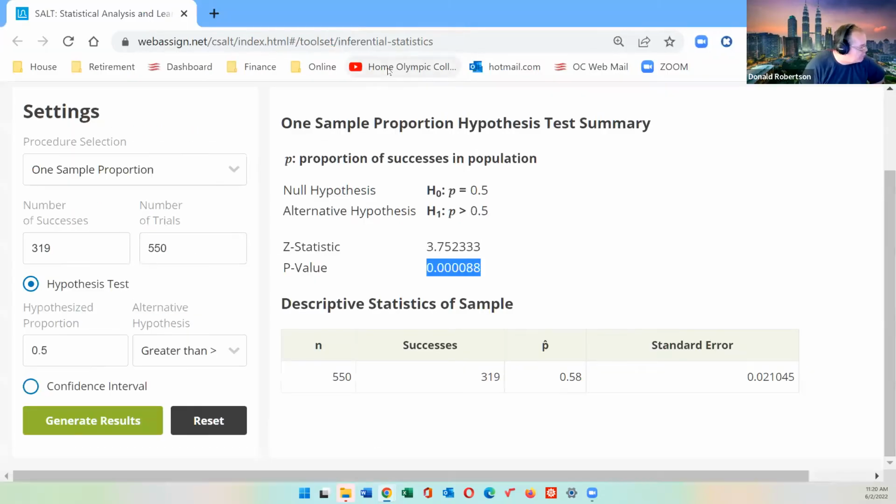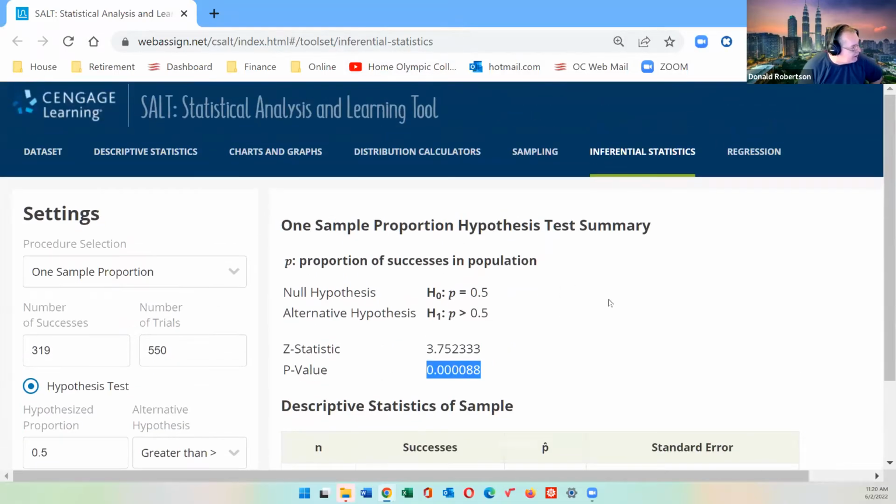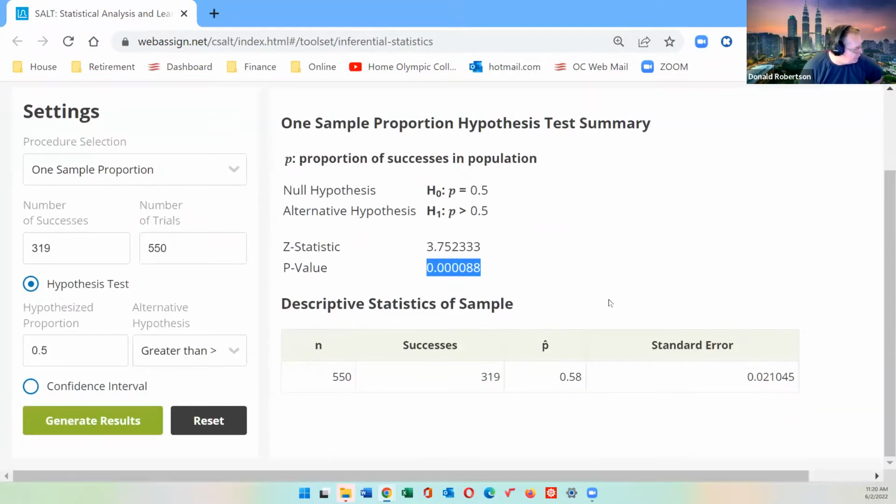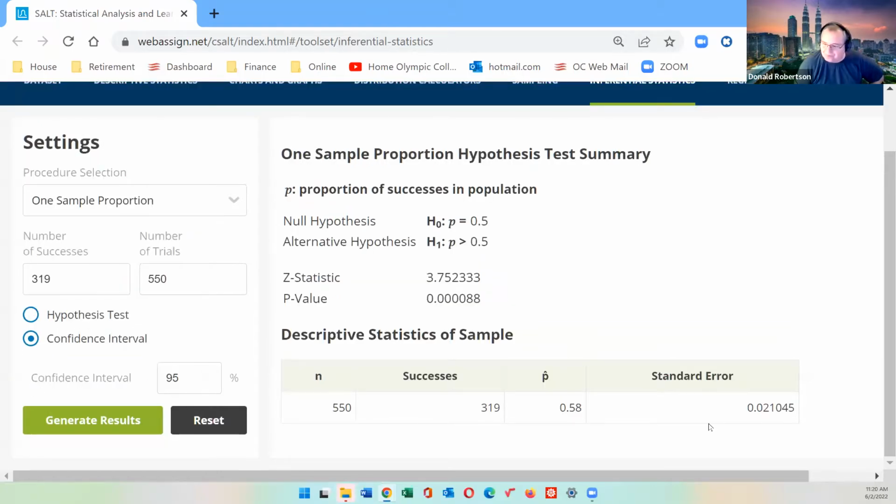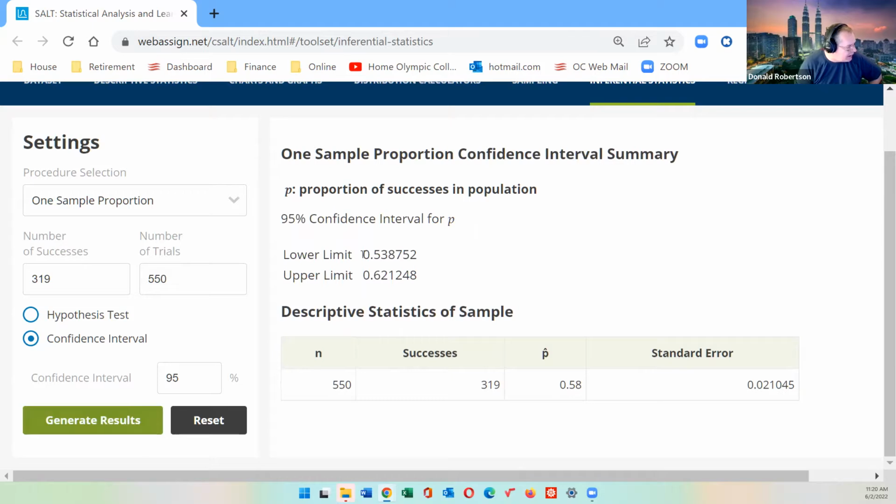So I'm going to have to go back here. Where will I get the confidence interval from? Well, don't I just click on that button? You see the one there, confidence interval. And then I should just be able to hit generate results. And these are the 2 numbers that they want.